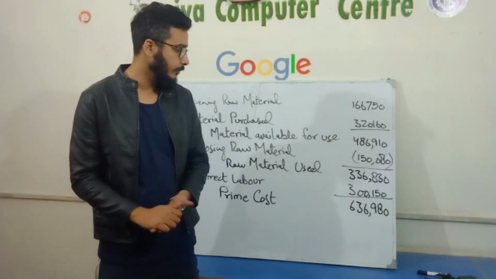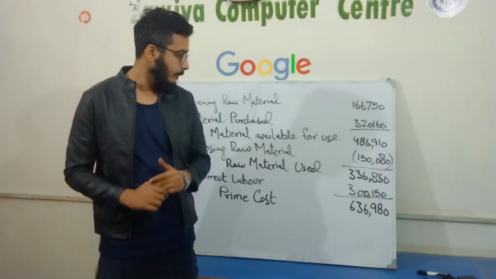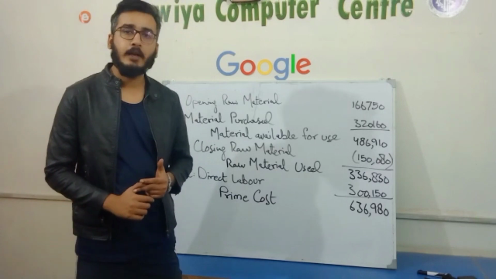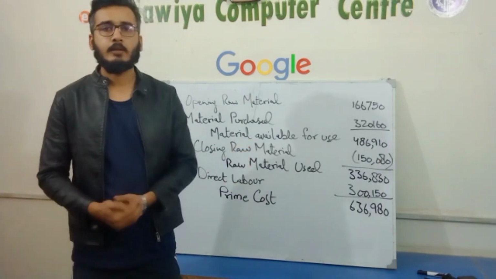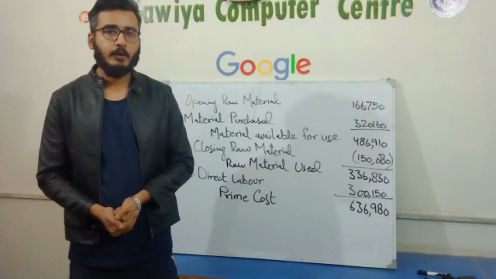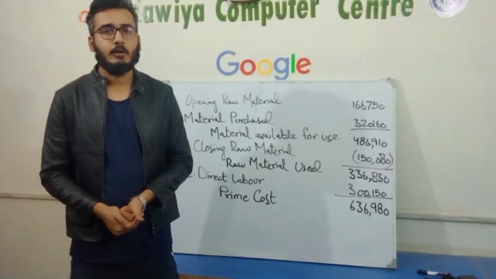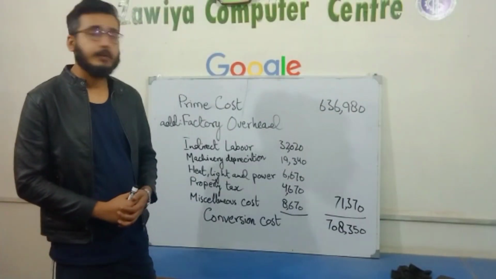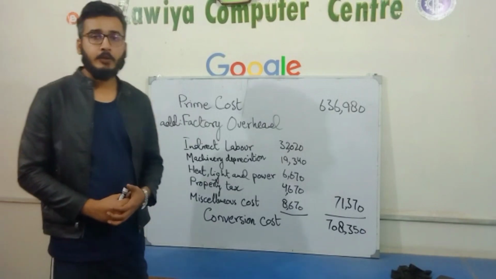And then I will add the direct labor into it. Direct labor is 300,150. In this way, I will get the prime cost of 636,980. Now, let us discuss what to add in it, factory overhead, and how to get that to get the total cost. After getting the prime cost of 636,980, we shall add the factory overhead.